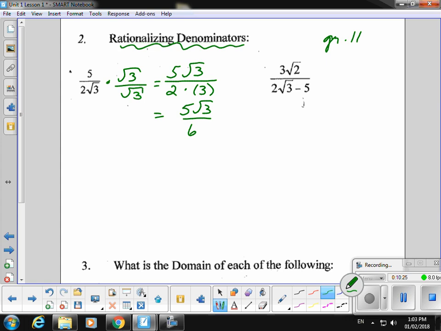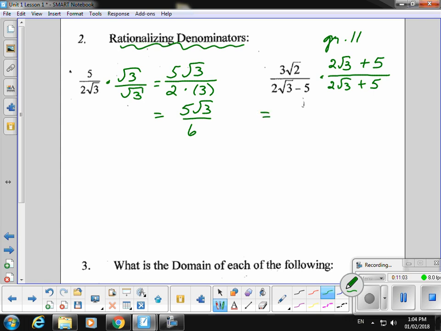The second one is a little bit trickier. 3 root 2 over 2 root 3 subtract 5. We've got a bit of a mess on the bottom there. I want to rationalize that denominator. I want to get rid of the root 3 part. So my thinking is an undoing of a difference of squares. So if I have 2 root 3 plus 5, I'm going to have firsts. We'll square that root 3 and get rid of the outside-inside term by having opposite sign. So I'm going to multiply by 1, 2 root 3 plus 5 over 2 root 3 plus 5.